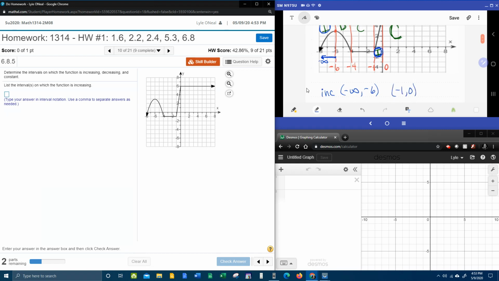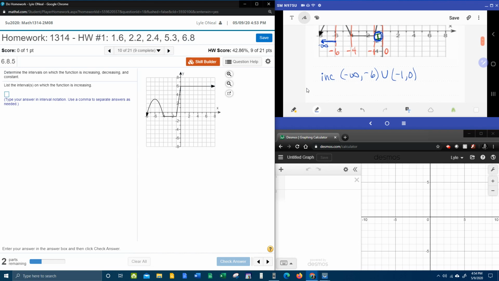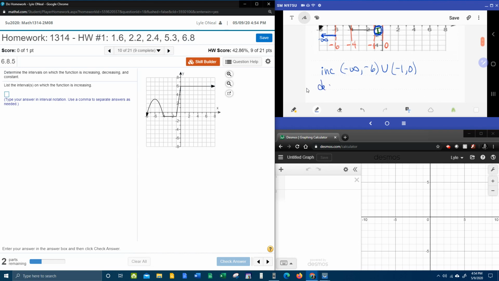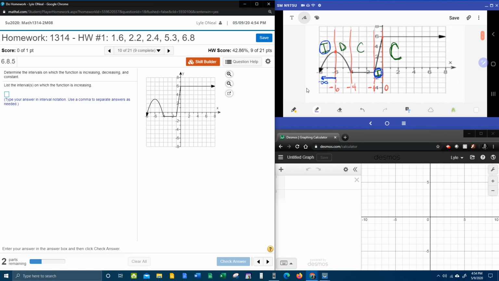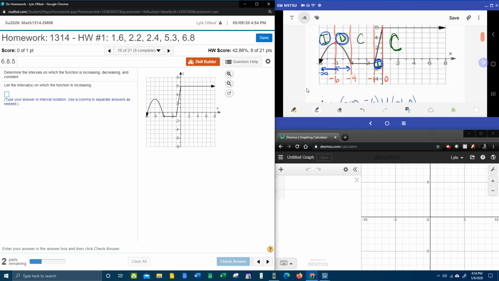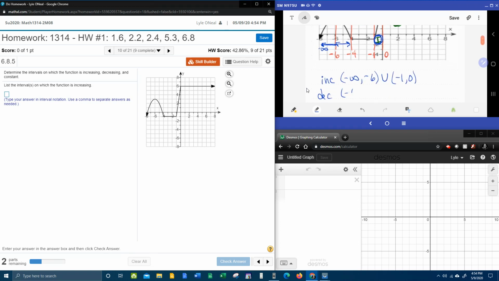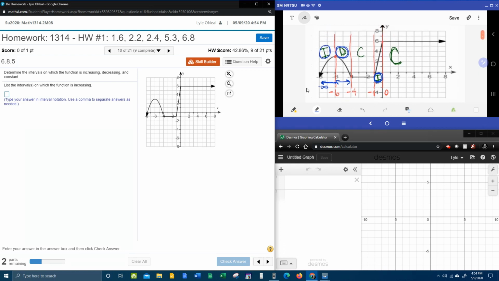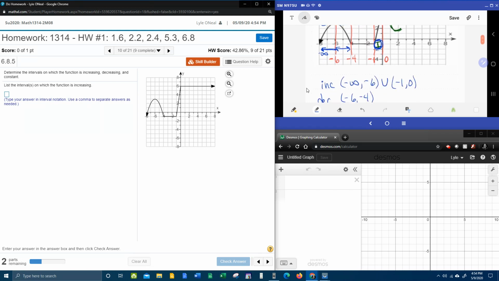And since there is more than one interval of increasing, we need to use the union symbol. The U is the glue that sticks the two pieces together. And that takes care of increasing. Next, we need decreasing. And so we can see that we have an interval of decreasing that is between -6 and -4. So decreasing is -6 to -4, and there is no other decreasing.